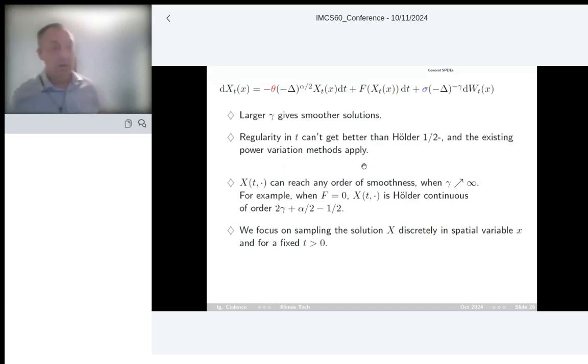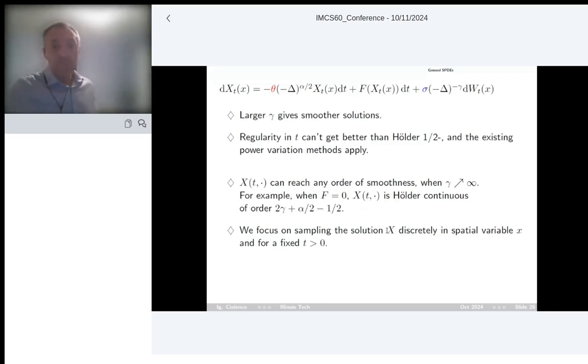Power variations will be zero, because once you have derivatives, there is only variation, and that doesn't give me anything. There will be zero, right? But I also know how smooth this solution is. If f is equal to 0, that's how many derivatives I'll have, and that can be proved: 2 gamma plus alpha over 2 minus 1/2. So alpha equal 2 would be 2 gamma plus 1/2. So the larger gamma, the more derivatives I have.